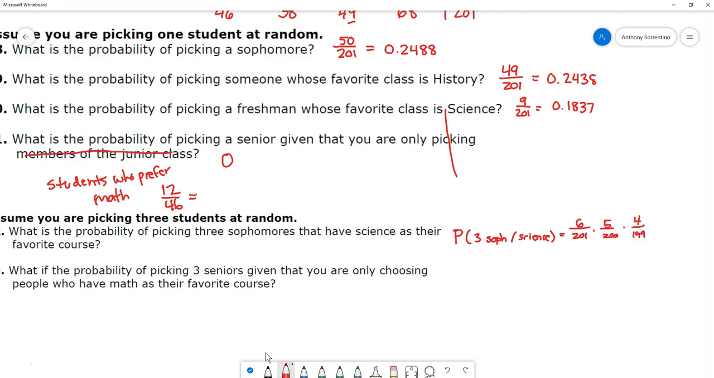Now again, I'm doing it this way because we're assuming we're not replacing. If I'm picking 3 students, I'm assuming I have 3 individuals in front of me and not me pointing to the same student 3 times, because that'd be kind of silly. If I work this out, it comes out to be about 0.000015. So it's kind of a remote possibility. It's pretty small.